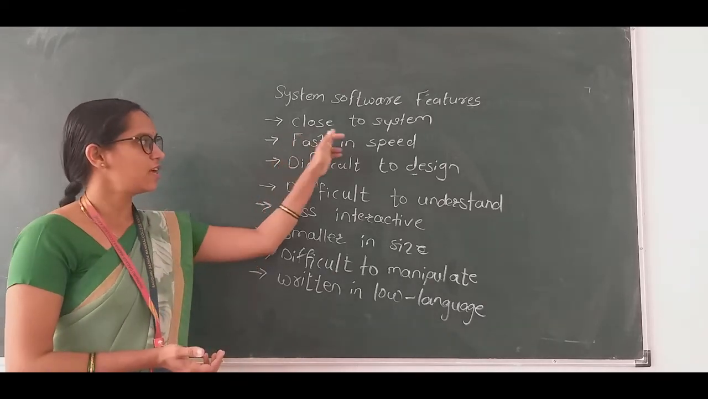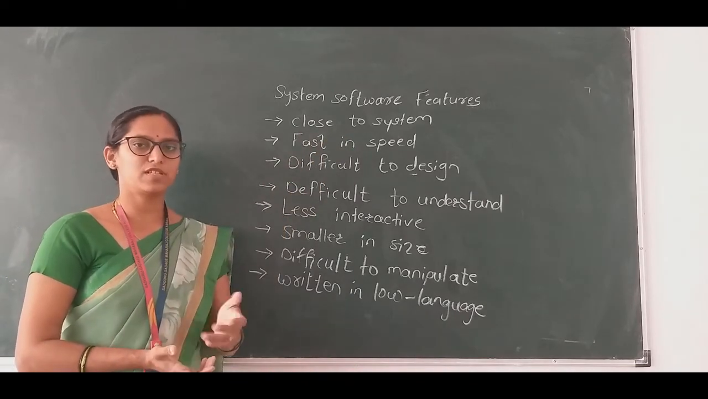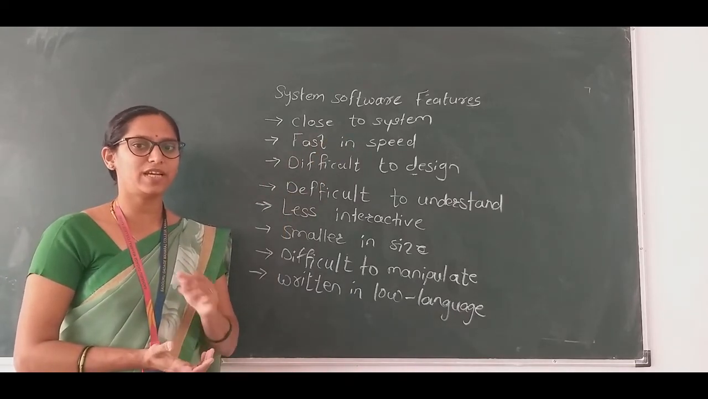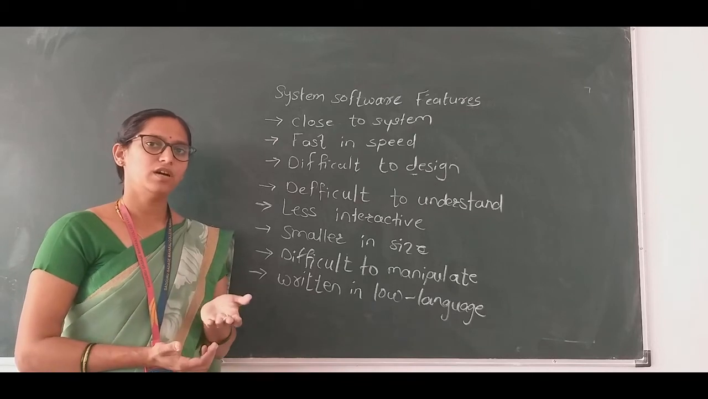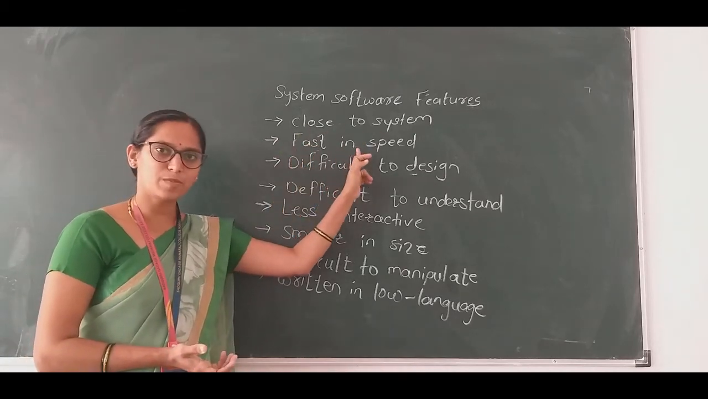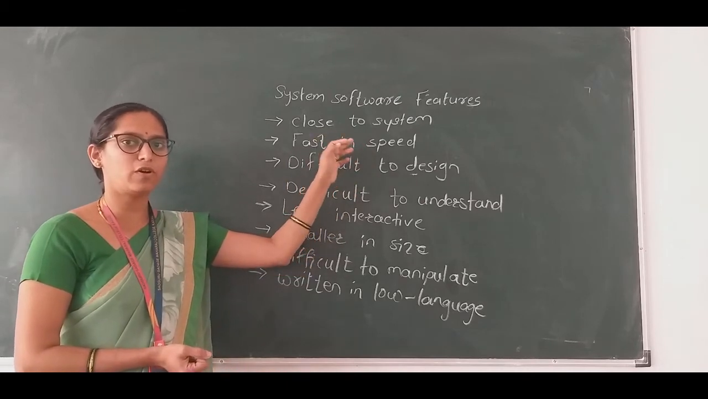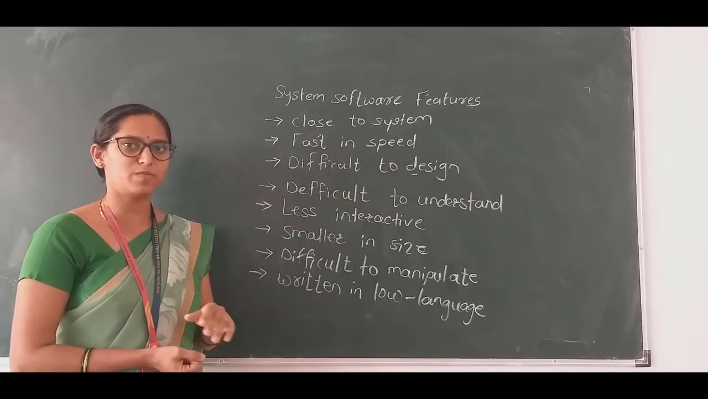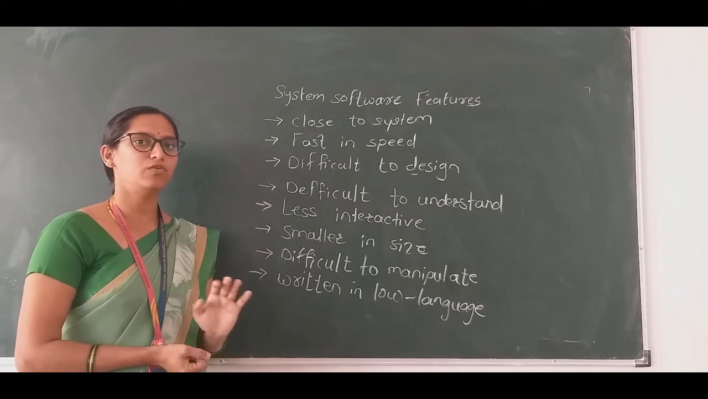First feature is close to the system. If the system is working properly, that's why this software is designed for the system, that's why it's close to the system. Next is fast in speed. If the system software is proper on that system, that system works fluently and fast.